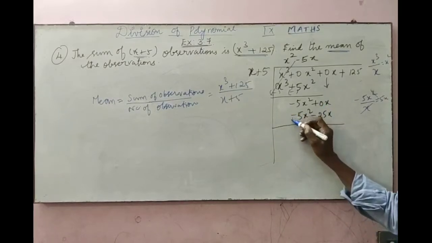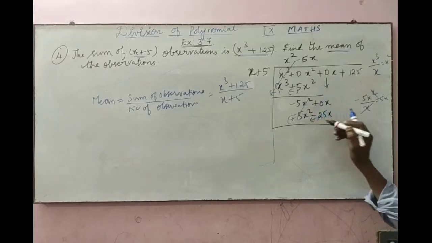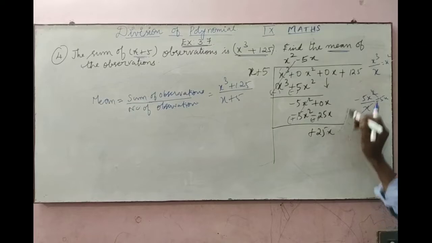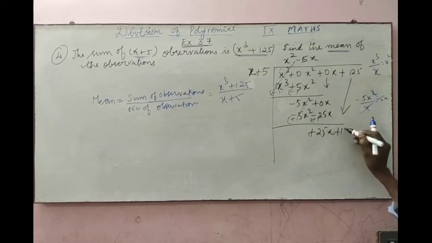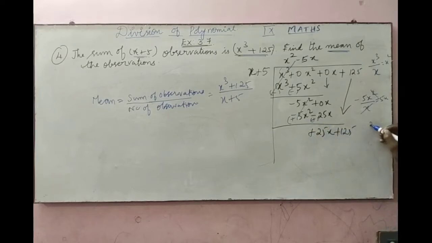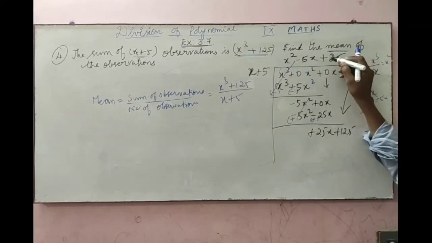Change the sign. These two get cancelled. 0 plus 25x gives plus 25x. Bring the next term, plus 125. Then again the first term is 25x divided by x, which gives 25. Take this to the quotient, plus 25.